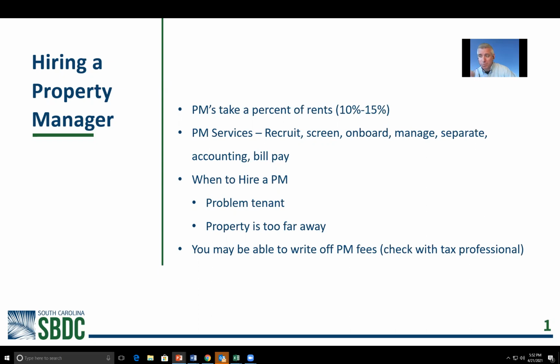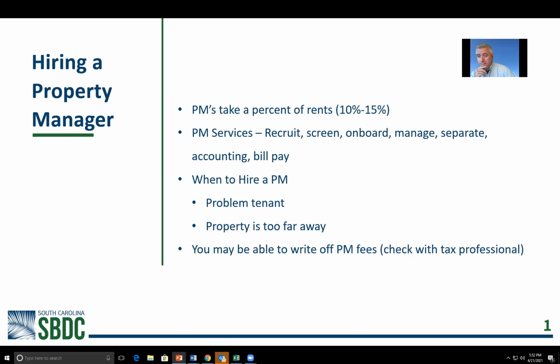If you buy an investment property in the mountains, you probably want to hand it over to somebody up there because they know all the maintenance people in that area. They know the market, and they can check the property. You're just not going to be able to do that. Also, you may be able to write off some PM fees. Generally, that's a deductible item in your business, but always check with your tax professional. So if they're taking 10% of your gross, all of that is deductible, so there's kind of a tax advantage to hiring them as well.